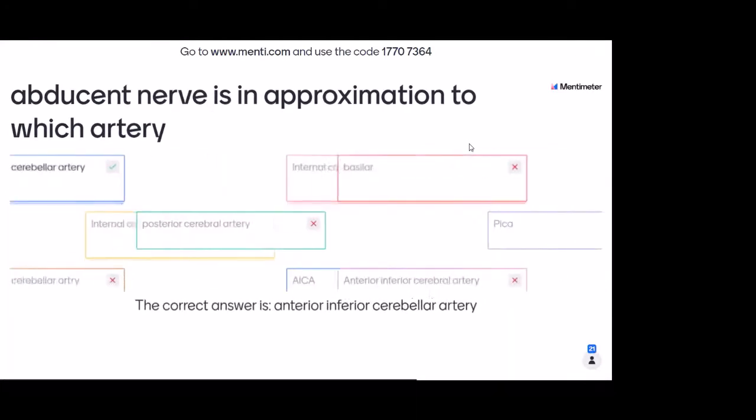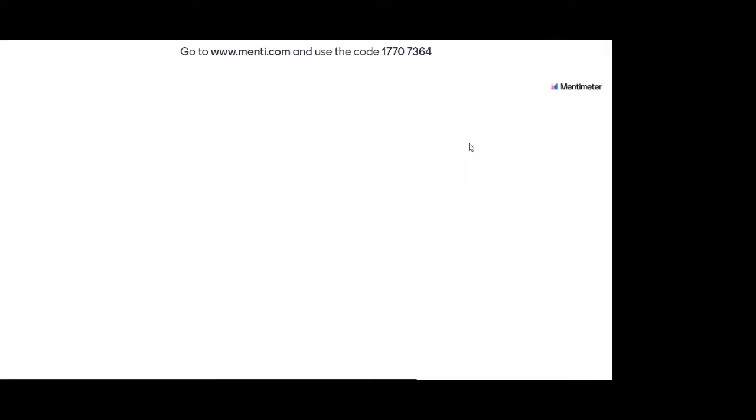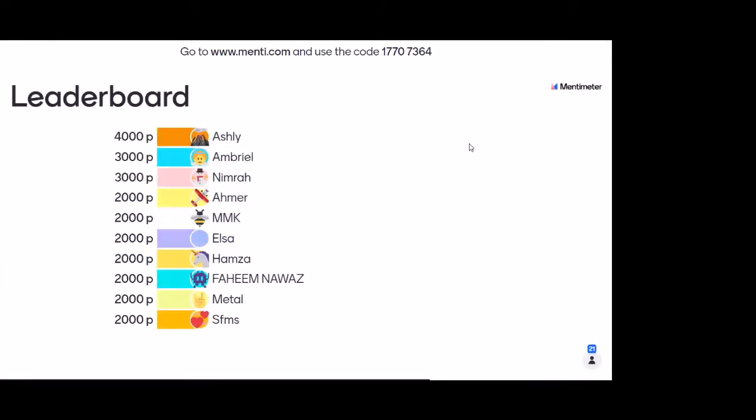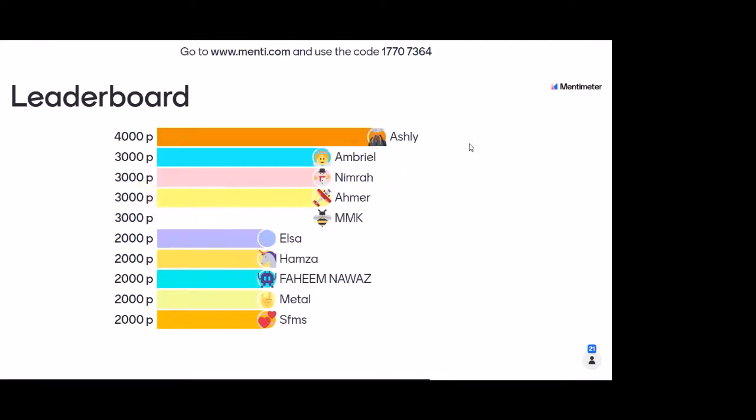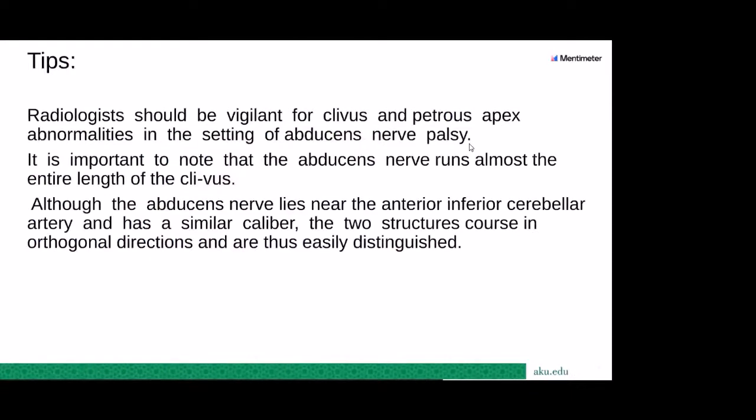The correct answer is anterior inferior cerebellar artery. So it's for the radiologist. Radiologists should be vigilant for the clivus and petrous apex, because most of the time we have seen somebody having isolated abducent nerve palsy. So the lesion is somewhere in the clivus or at the skull base, which is at the petrous apex. So it's important to note that the abducent nerve runs along the entire length of the clivus.